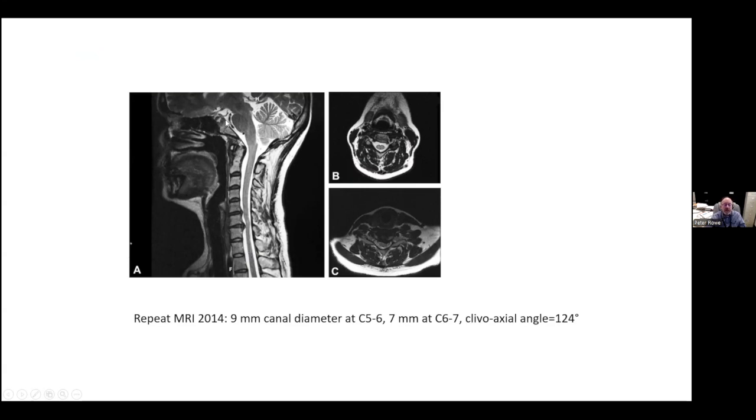Her clivoaxial angle, I'll talk about in a bit. That's this angle here, was 124 degrees. So that leads to some strain across the spinal cord, and we weren't sure if that needed to be treated or not. When you look at a side view, here's her spinal cord surrounded by a nice amount of spinal fluid up at this level, and then down at the point where the discs are bulging, you see this black disc pressing on the spinal cord directly.